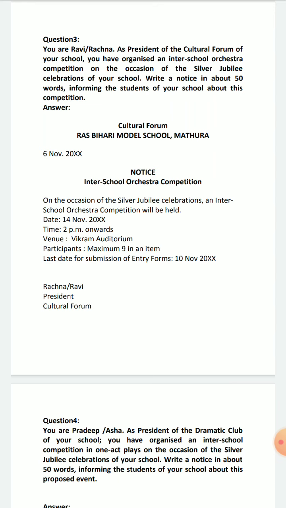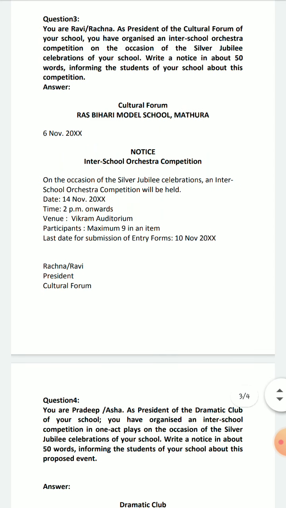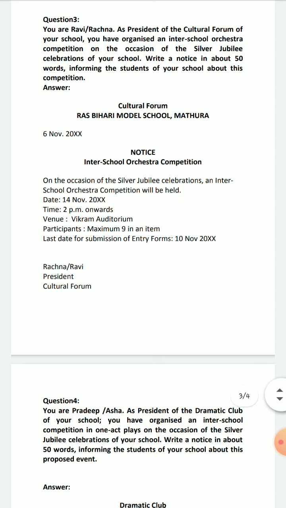Participants, maximum 9 in an item, or 9 in a category, or 9 in a team, you can say. Last date for submission of entry forms is 10th November. And you can specify a year. Then you can come downwards, you can write Rachna or Ravi, that you will find in the question. Next line, president. Next line, cultural forum. So that is your post or designation, president, then cultural forum you have to mention.